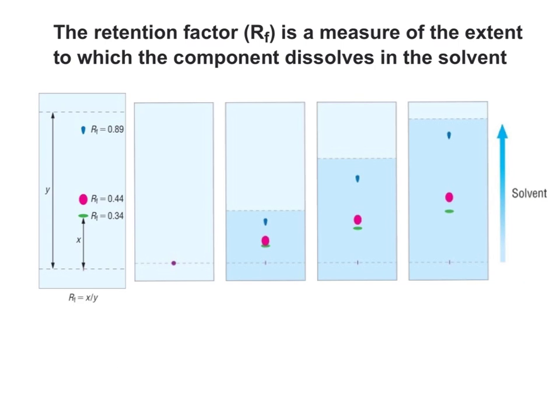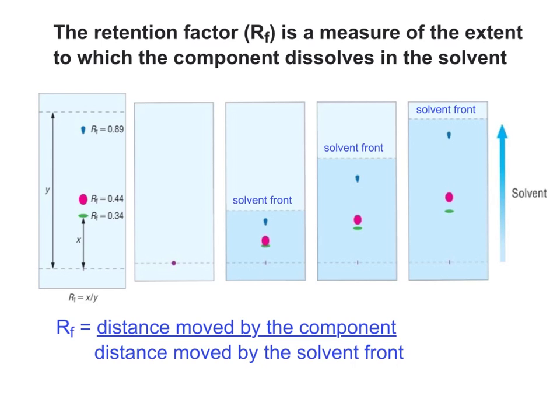So the retention factor is a measure of the extent to which the component dissolves in the solvent. It's essentially a ratio of the distance moved by the component as opposed to the distance moved by the solvent front. And as you can see, this value differs for the three different components being looked at in this diagram. You've got a blue component, a pink component, and a green component.